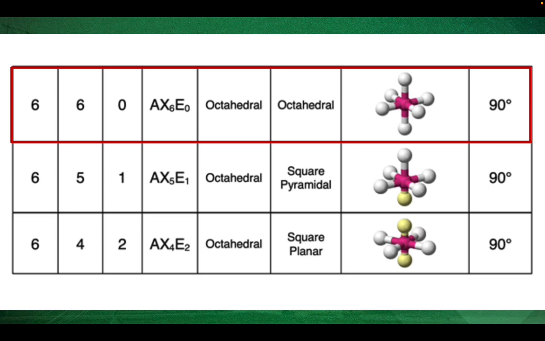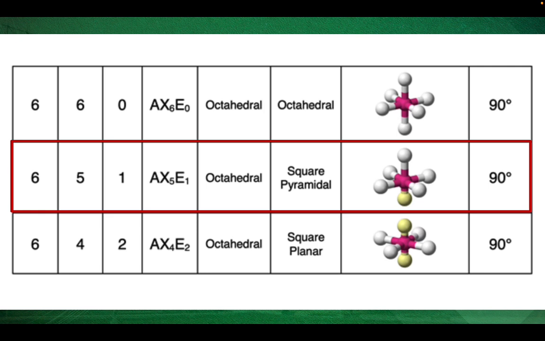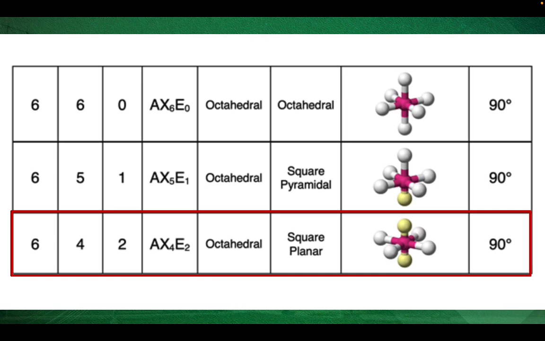You can have 5 bonds and 1 lone pair, that is a square pyramidal. And lastly, you can have 4 bonds and 2 lone pairs, that is what we call a square planar. There's no shortcut in knowing this. Unfortunately, most of the time you have to memorize it, or at least familiarize yourselves with the molecular geometry.